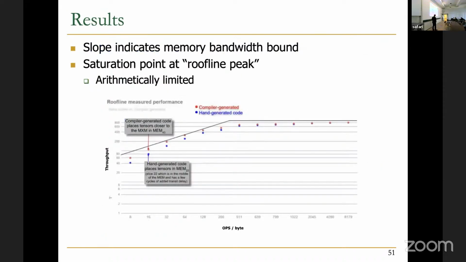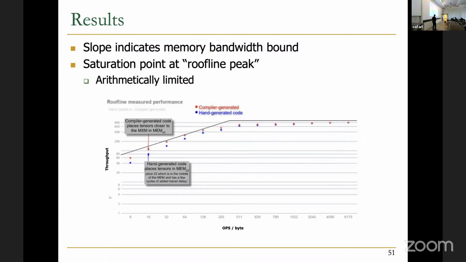This here gives you the memory bandwidth bound. You can see that we have a saturation point here between operations per byte and the throughput at a roofline peak. So this actually means, in short, that the chip is arithmetically limited, and the on-chip storage, the on-chip SRAM, is fast enough to provide all the computational units with data they can work on.